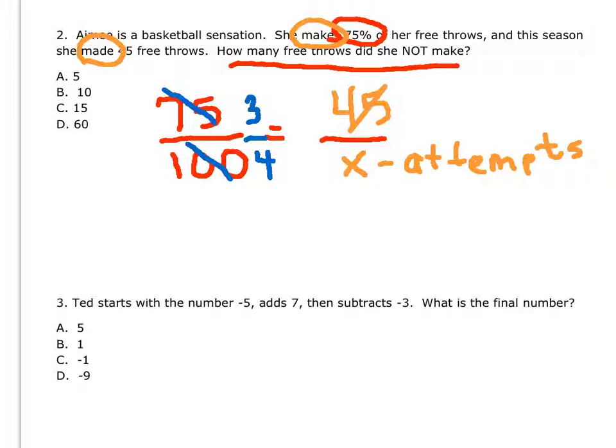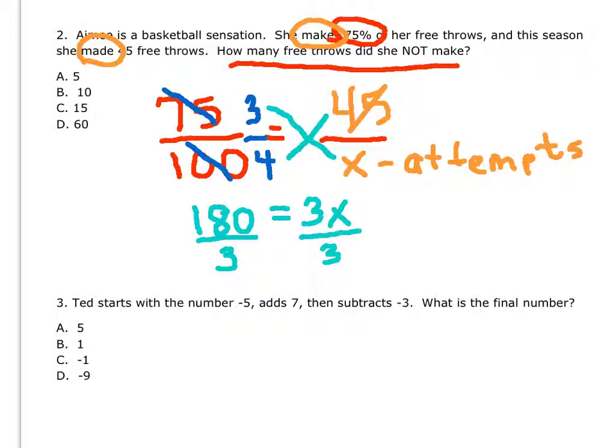You may also remember that you can cross multiply the numbers that you have in a proportion. So if I multiply 4 times 45, that should be equal to 3 times x. So I'm going to go ahead and do that. 4 times 45 is 180, and I will set that equal to 3x. Now to figure out x, I need to divide both sides by 3. So x equals 180 divided by 3, which is 60.